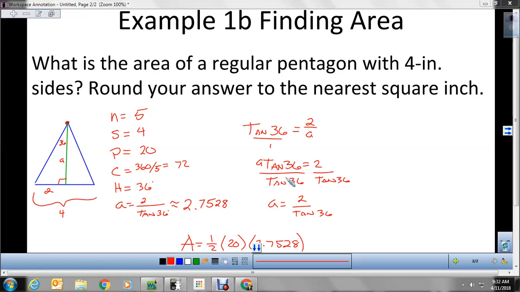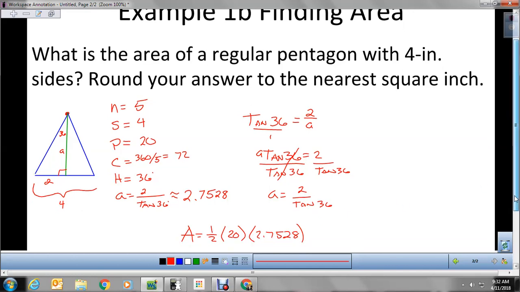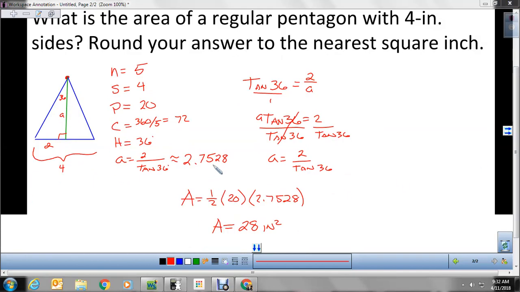Tangent 36 is equal to 2 over a. Now we're going to divide by the tangent of 36, which cancels out on the left, leaving us with a equals 2 divided by tangent 36. Now this decimal equivalent is approximately 2.7528. So as we calculate this value in our equation, we get 1/2 of 20 times 2.7528, and we're going to get approximately 28 square inches. Remember, we're rounding to the nearest square inch. All right, so let's move on to another one.